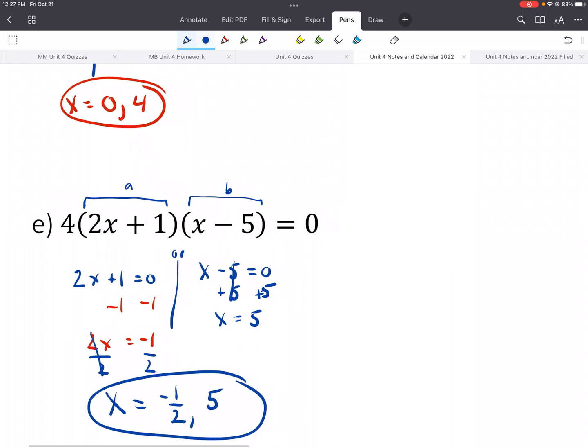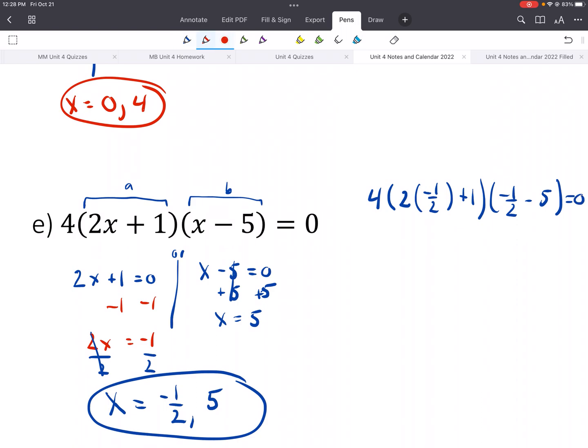This would be a good time to plug these in and show how this works. If we plug negative 1/2 into this equation, we'll make sure that it actually works. So if we multiply that by negative 1/2 plus 1, and we multiply that by negative 1/2 minus 5 equals 0. We want to check that it works. Well, when we multiply this, the 2 on top and 2 on bottom would cancel, so we'd just get negative 1 plus 1, which is 0.